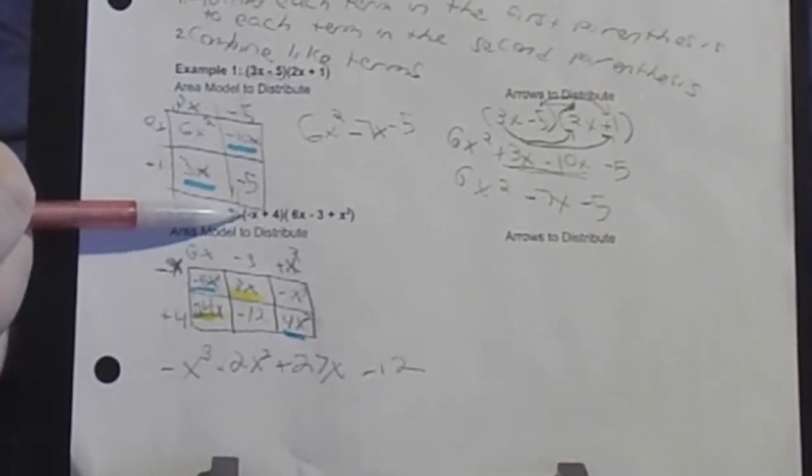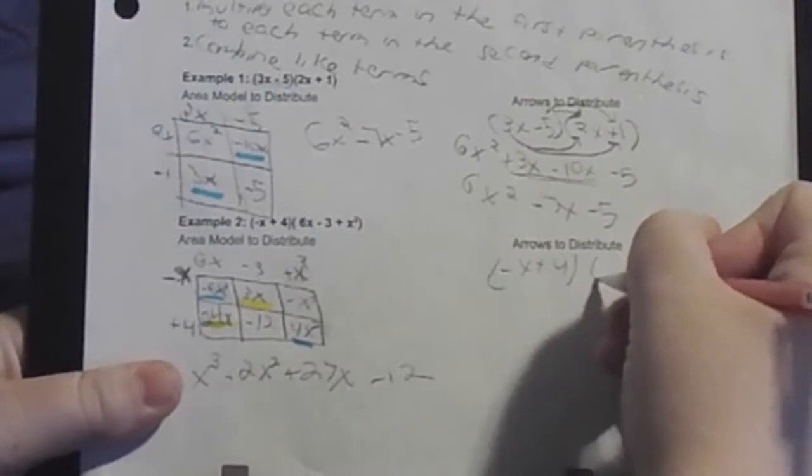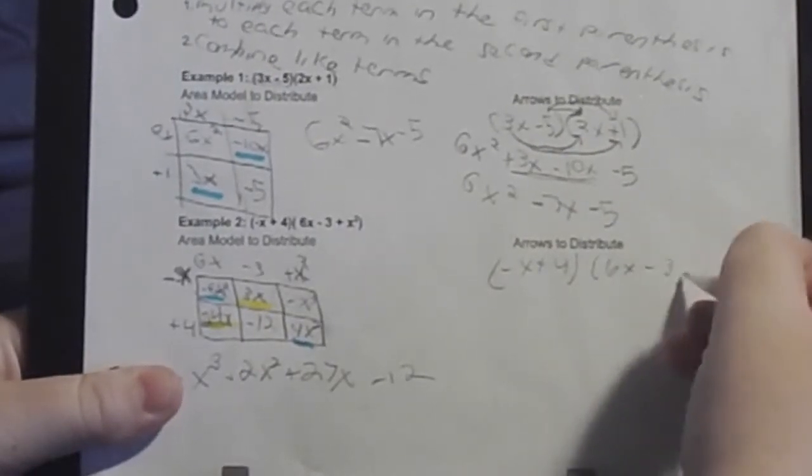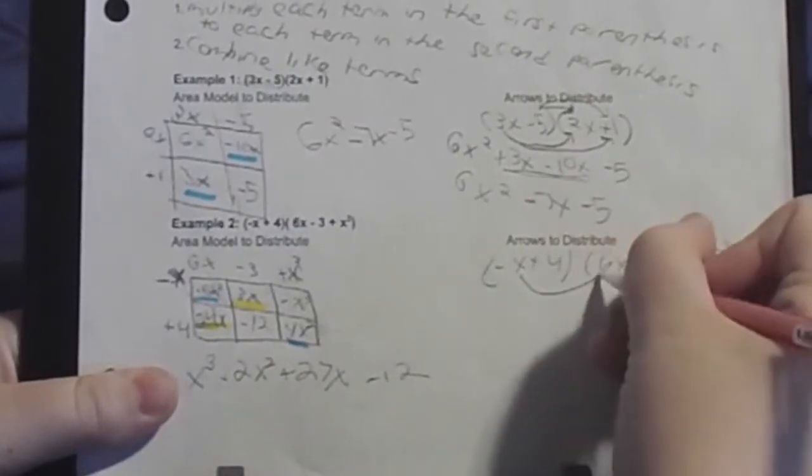So again, when it's written like this, that was my product area, because the two sides are written with parentheses being multiplied. And this is the sum area, which is just the area after it's all been multiplied out. And then if I wanted to do it with my arrows, I write negative x plus 4 times 6x minus 3 plus x squared. I make sure these multiply together.